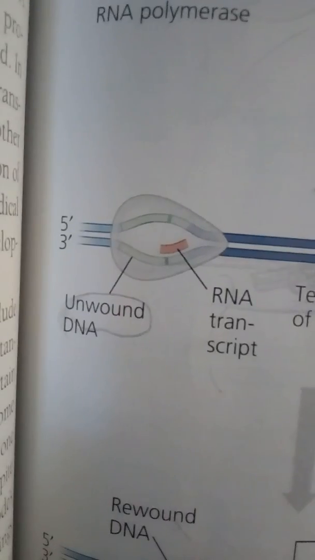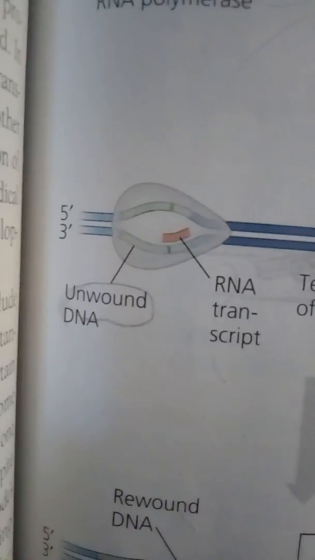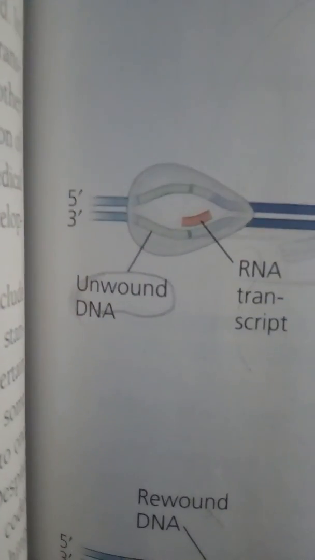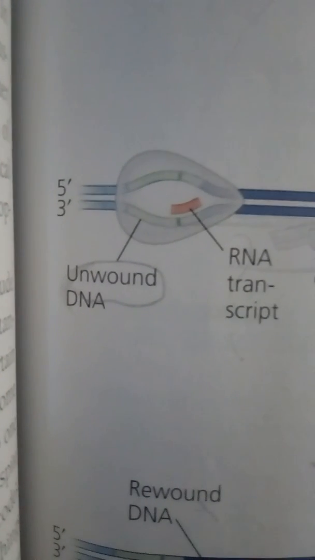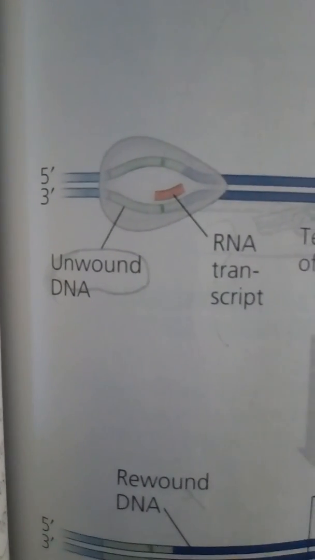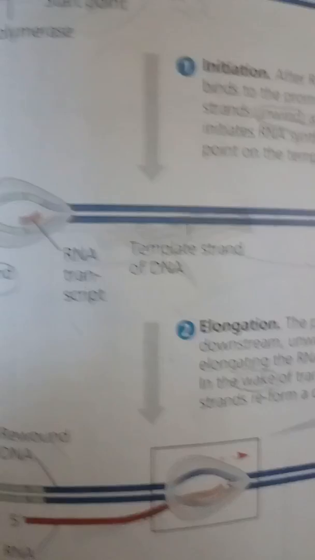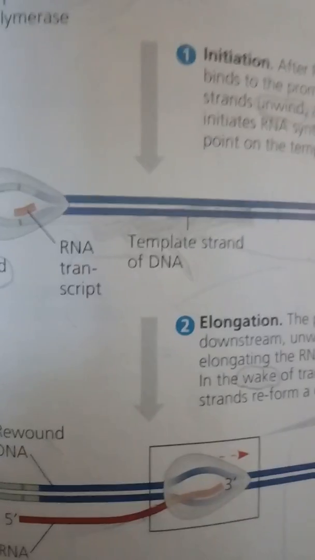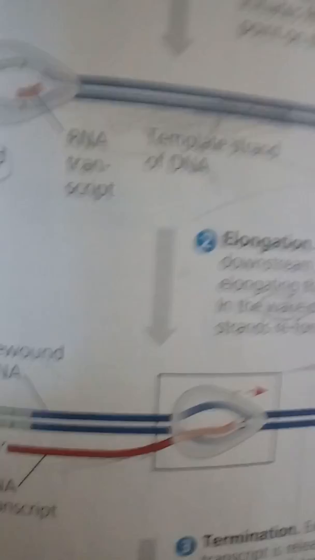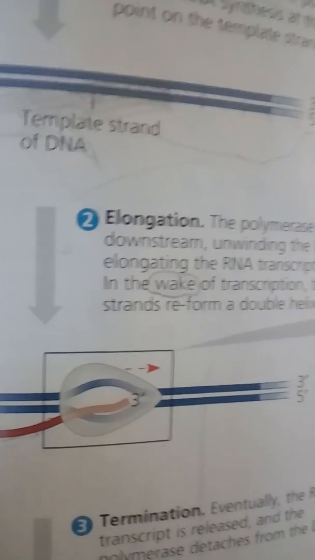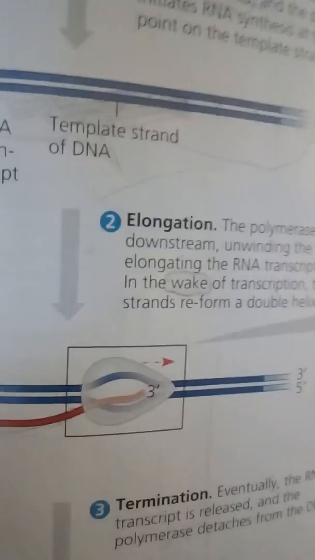Third one, notice that this one represents rewound DNA. Notice here the new RNA transcript. This stage is termination. Eventually, the RNA transcript is released and the polymerase detaches from the DNA. Last one, notice the completed RNA transcript. Notice the direction 5 to 3.